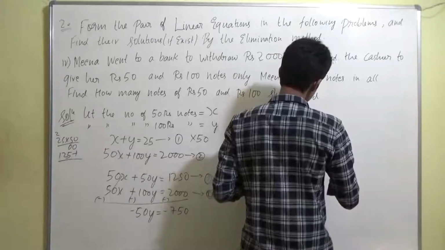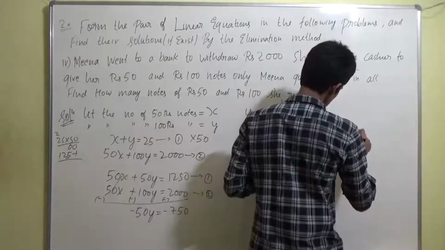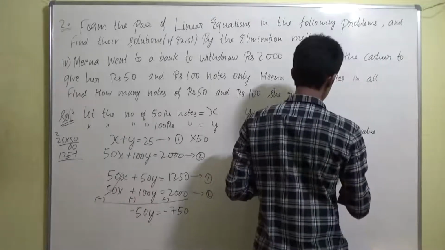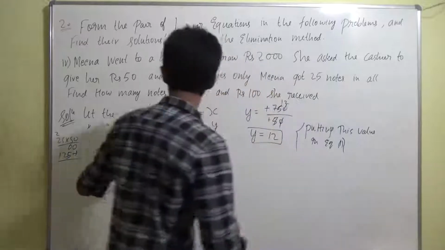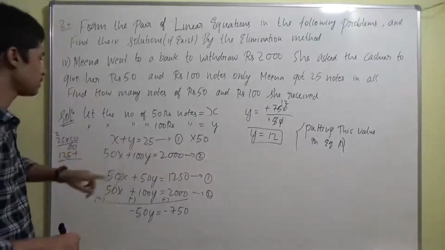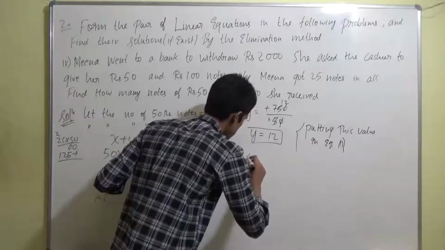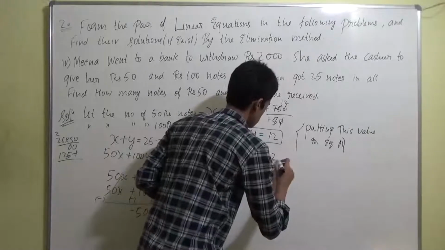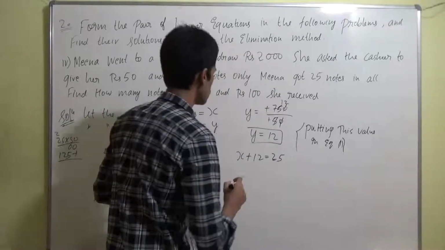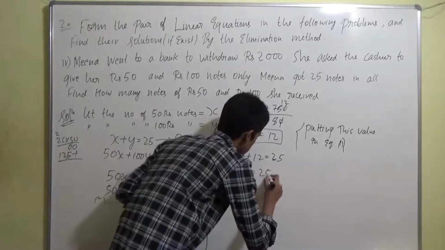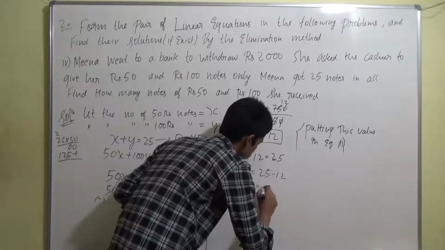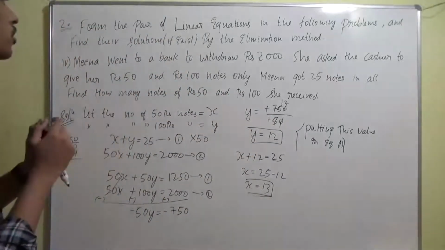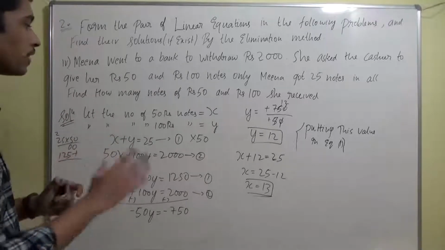Putting this value in equation 1, then what will happen? X plus 12 equal to 25. Then what will be the value of x? X will become equal to 25 minus 12, which means x will become equal to 13. Done. So you got the value of x and you got the value of y. So finally what you're going to do, you can conclude it. Okay, before conclude it, let's verify it.